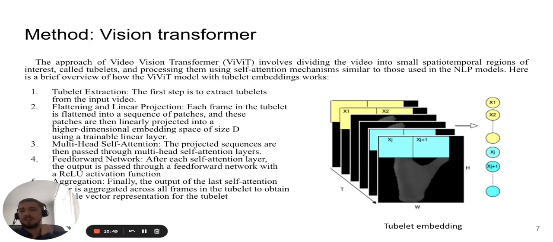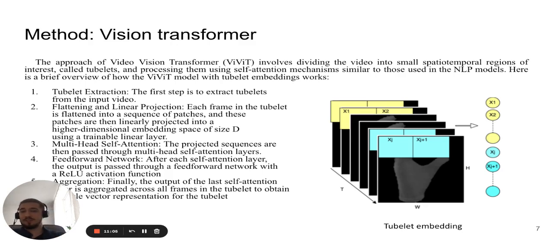Each layer computes the attention weights between all pairs of patch embeddings in the sequence, and uses these weights to compute a weighted sum of the patch embeddings. So this allows the model to attend to different regions of the tablet depending on the task at hand.